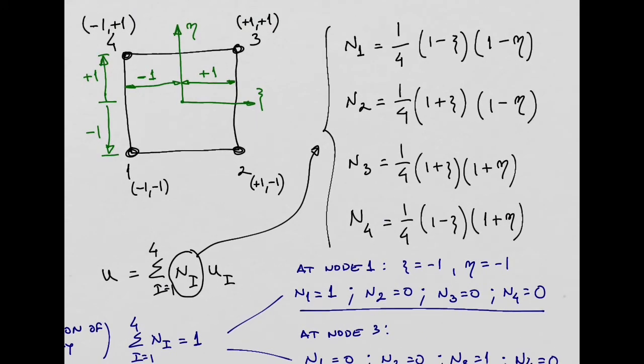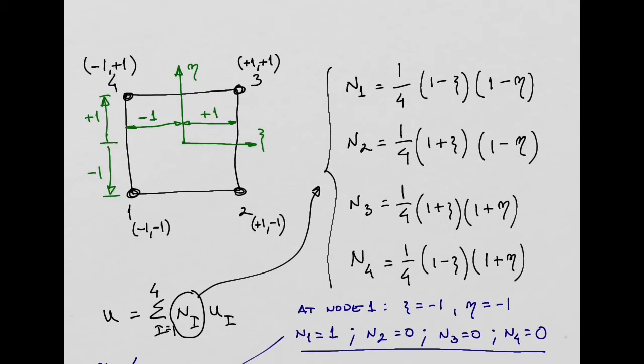These polynomials that you have in these shape functions are bilinear polynomials. Because if you do these multiplications, you will have terms that depend on xi, terms that depend on eta, and terms that depend on the product xi times eta. That's why we call these bilinear shape functions, okay?